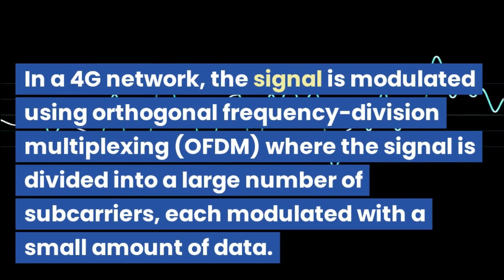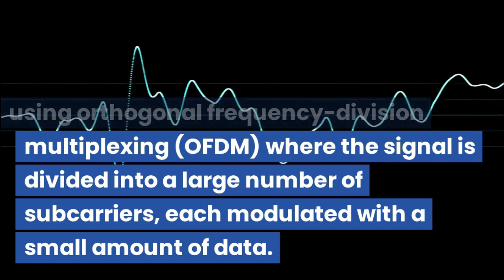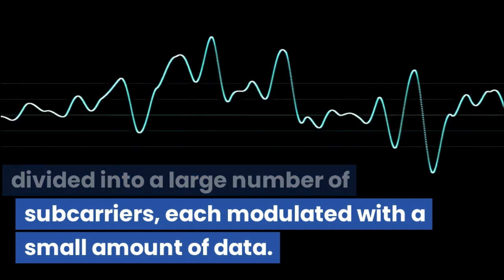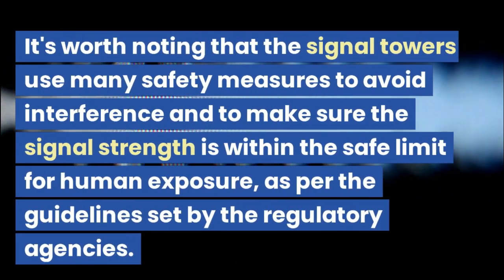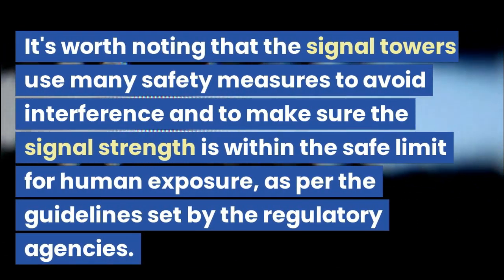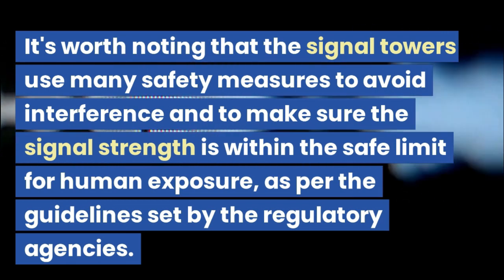In a 4G network, the signal is modulated using orthogonal frequency division multiplexing (OFDM), where the signal is divided into a large number of subcarriers, each modulated with a small amount of data. It's worth noting that the signal towers use many safety measures to avoid interference and to make sure the signal strength is within the safe limit for human exposure, as per the guidelines set by the regulatory agencies.